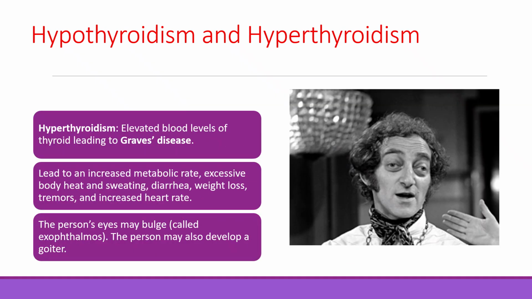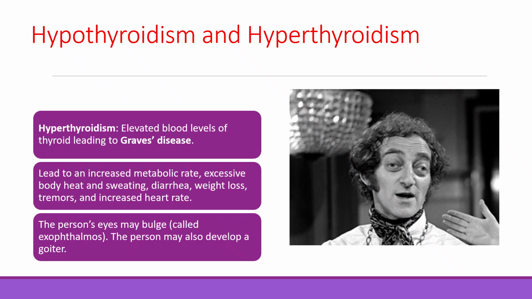Hyperthyroidism, on the other hand, is elevated blood levels of thyroid hormone, which can lead to a condition called Graves' disease. This leads to an increase in the metabolic rate, excessive body heat and sweating, diarrhea, weight loss, tremors, and an increased heart rate. The person may also have eyes that bulge, and that condition is called exophthalmos, and they may also develop a goiter.